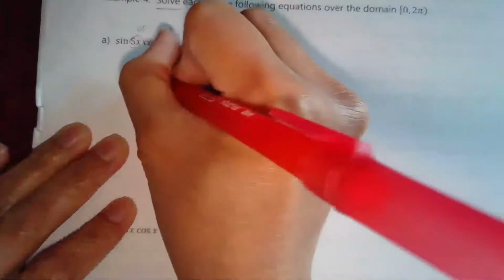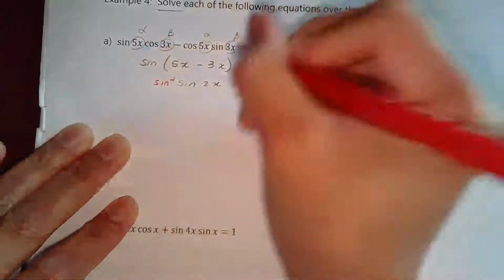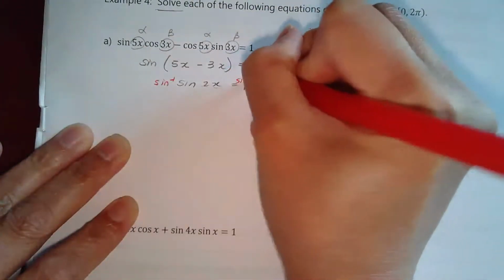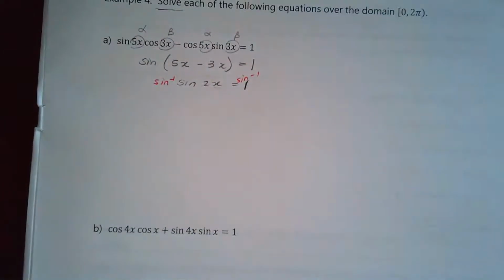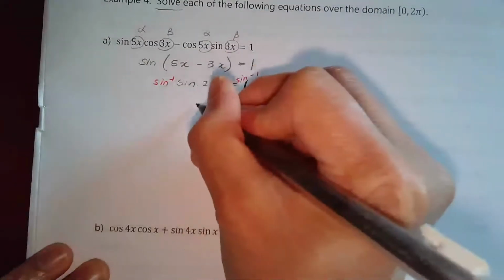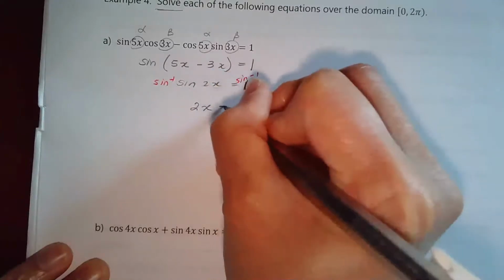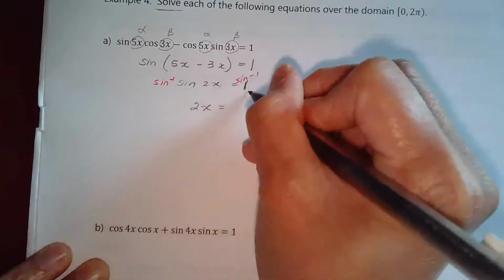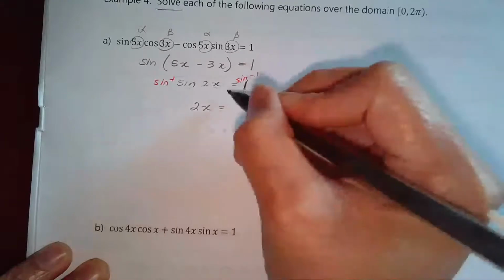Now take the sine inverse of both sides of the equation. Sine inverse and sine cancel each other out, so 2x is equal to sine inverse of 1. So what is that?